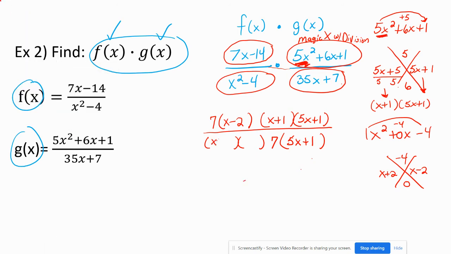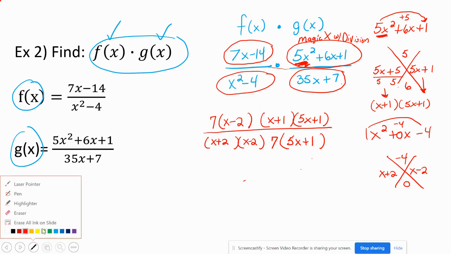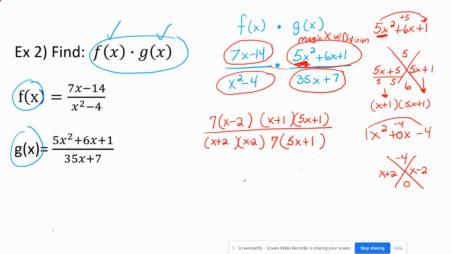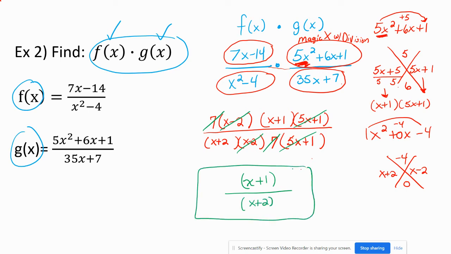Okay, so this is going to be x plus 2 and x minus 2. And then we're going to go ahead and cancel whatever matches top to bottom. So I'm going to start with the 7 on the top, which cancels with the 7 in the bottom. X minus 2 cancels with an x minus 2. 5x plus 1 cancels with the 5x plus 1. Whatever's left is my final answer. So I have an x plus 1 in the top and an x plus 2 in the bottom. And there's our final answer.